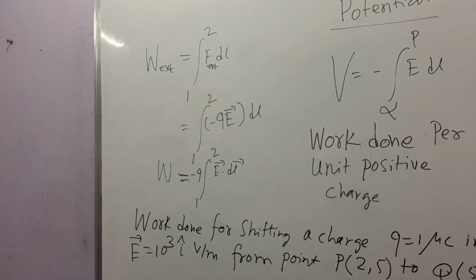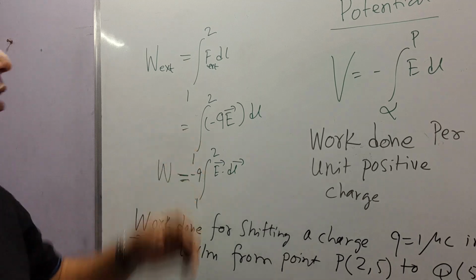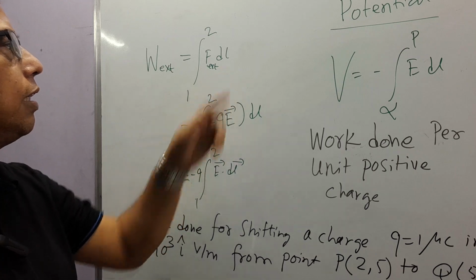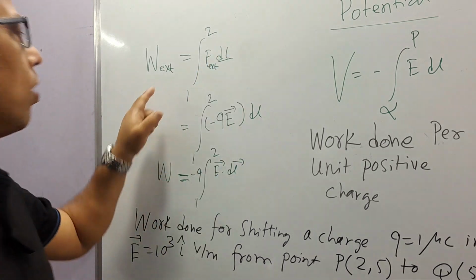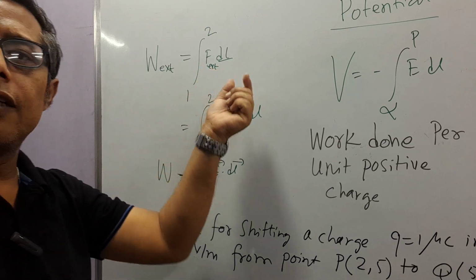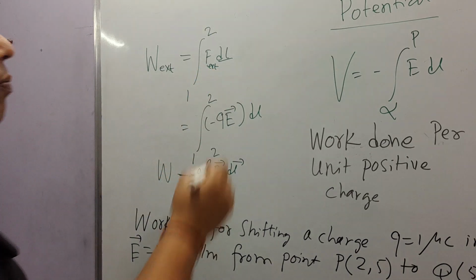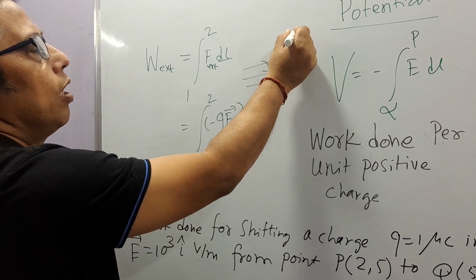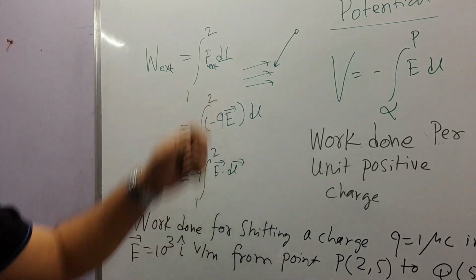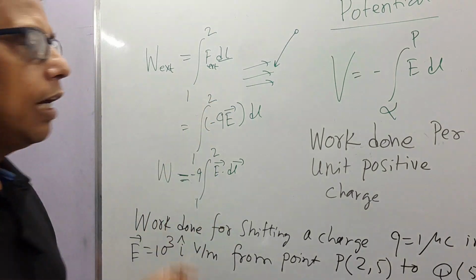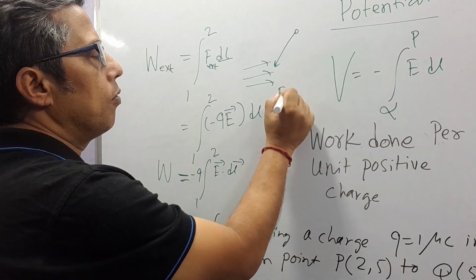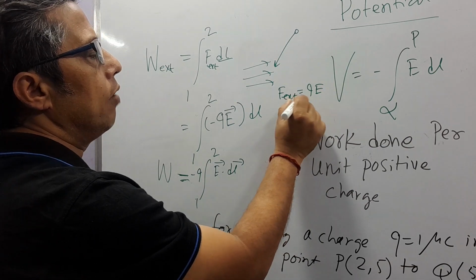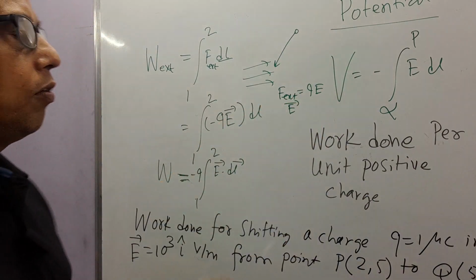Here work done is equal to force into displacement. The force is the electrical force, as I told you, and dl is the displacement. The work done is by an external force. If there is an electric field, and we take a charge from this point to this point, we are doing work against the electric force. So let's say the external electric force is QE, where E is the electric field vector and F is the electrostatic force.